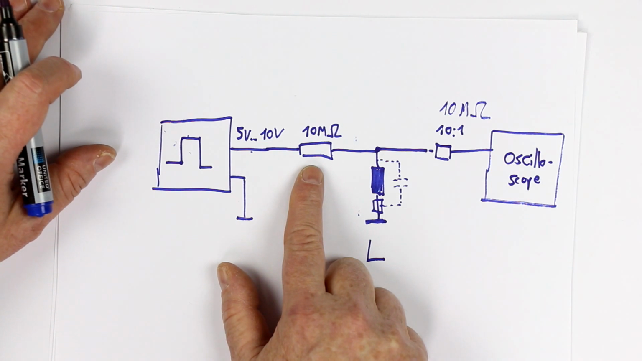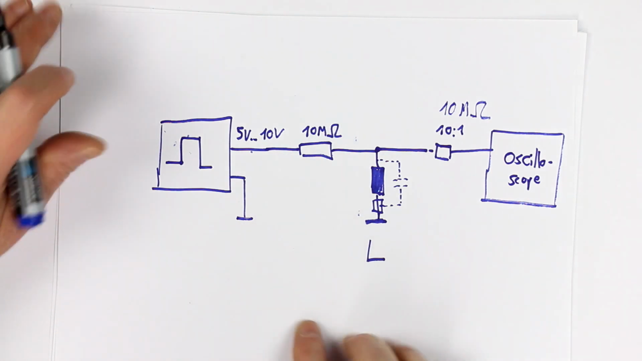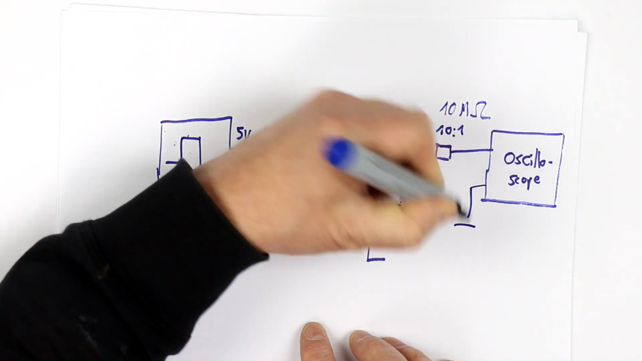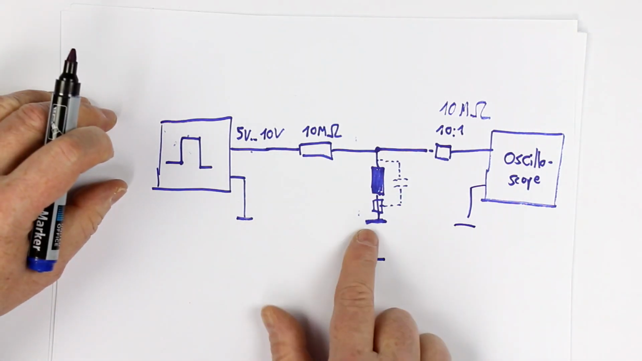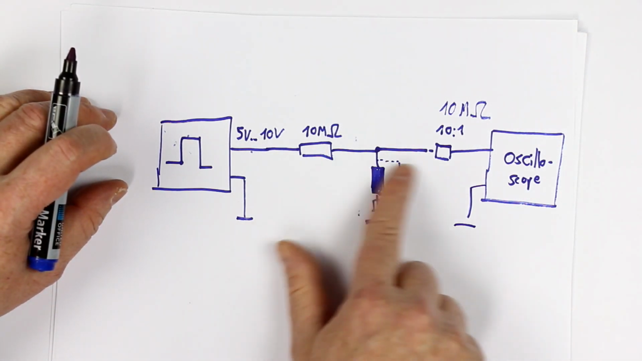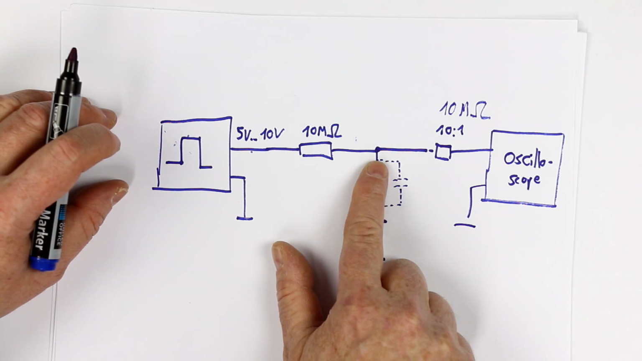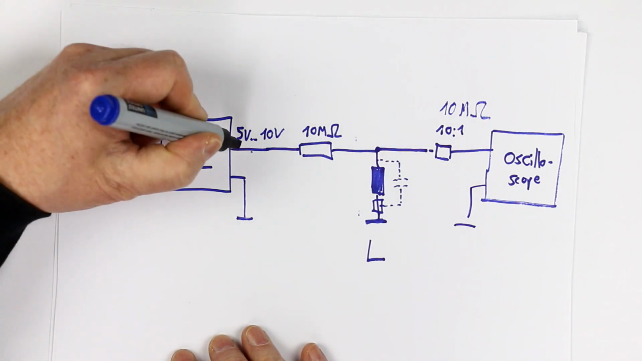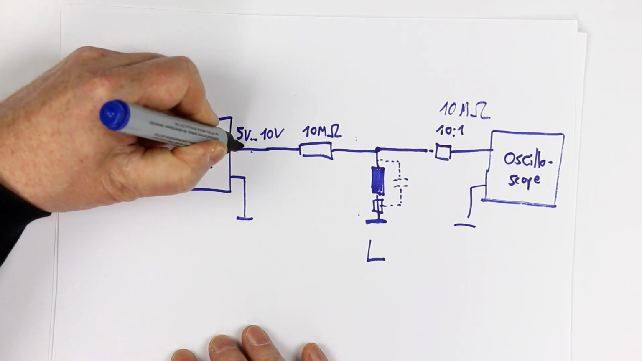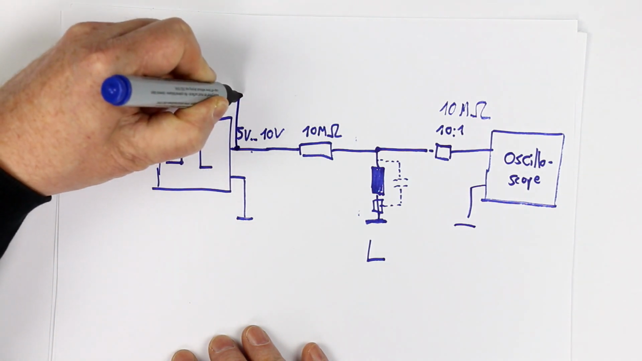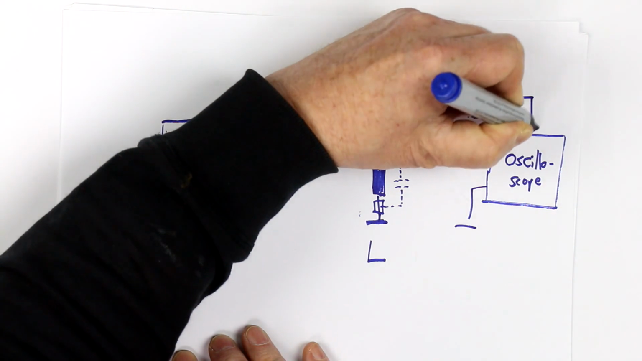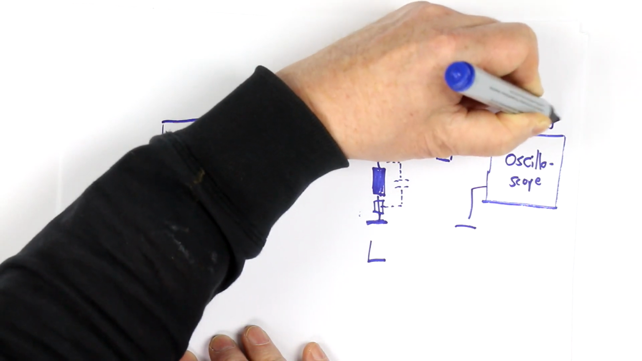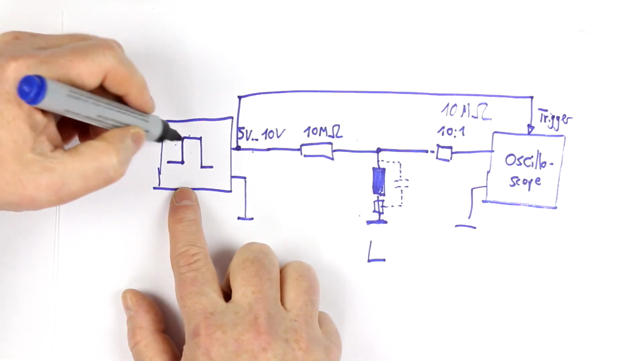Usually 10 megohms are sufficient. And of course the ground of the oscilloscope, all three grounds are connected, and that's the test setup. And to get a stable triggering, it's a nice feature just to trigger the oscilloscope with the square wave.